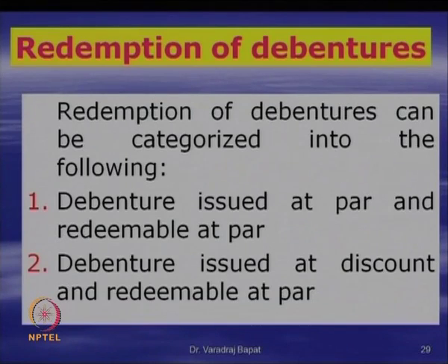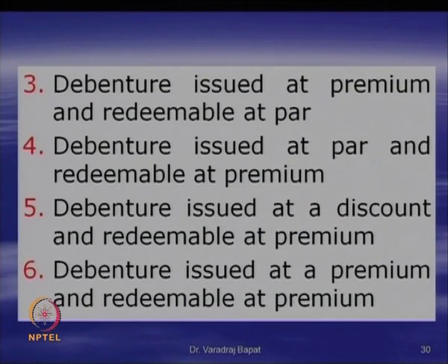Okay, let us go to the next one. The redemption of debenture entries. Now, the redemption of debentures can be categorized into different types. First one, debenture issued at par and redeemed also at par. A simple case. So, 100 rupees issued, 100 rupees redeemed. Second, it is issued at a discount and redeemed at par. So, issued at 97, but paid back at 100. Third, it is issued at premium, redeemed at par. So, let us say it is issued at 105, but it will be redeemed at 100.